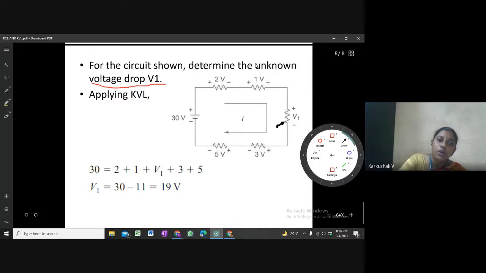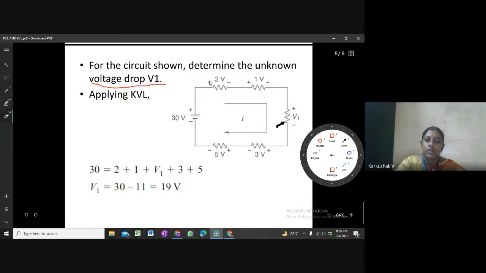Now we are going to apply KVL as we know. And what is the KVL? Source voltage is equal to the sum of all the voltages. So totally how many resistors are there? 1, 2, 3, 4, 5 resistors are there. So Vs is equal to this voltage plus 2 volt, that is 30 is equal to 2 plus 1 plus V1 plus 3 plus 5. Okay, algebraic sum of the voltage, same current I flows.